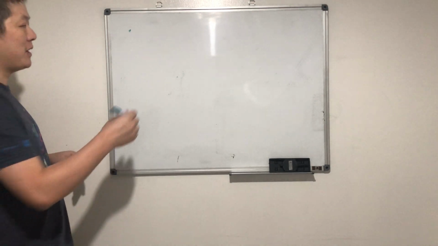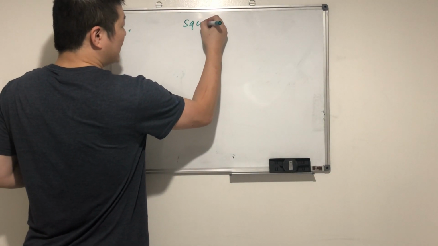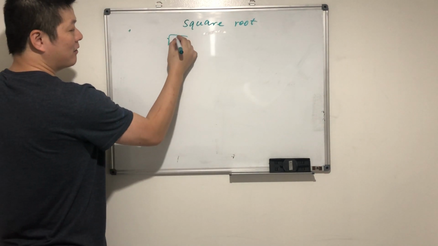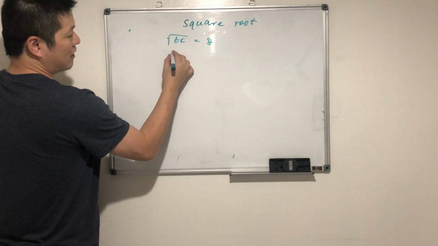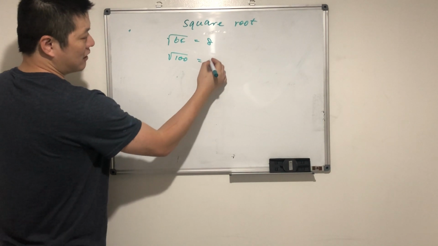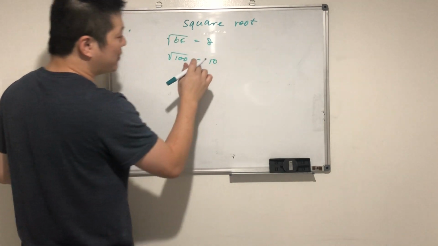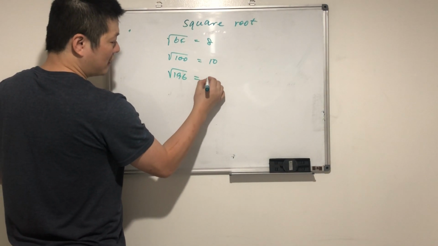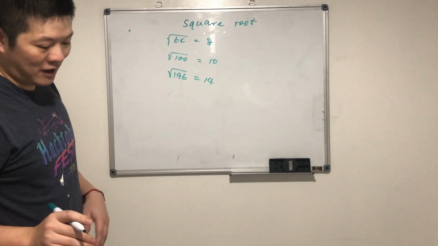So today we're going to talk about the square root. Do you still remember square root? It's easy. The square root of 64 is 8. The square root of 100 is 10. Well done. The square root of 196 is 14. The square root of 144 is 12. Alright, enough.